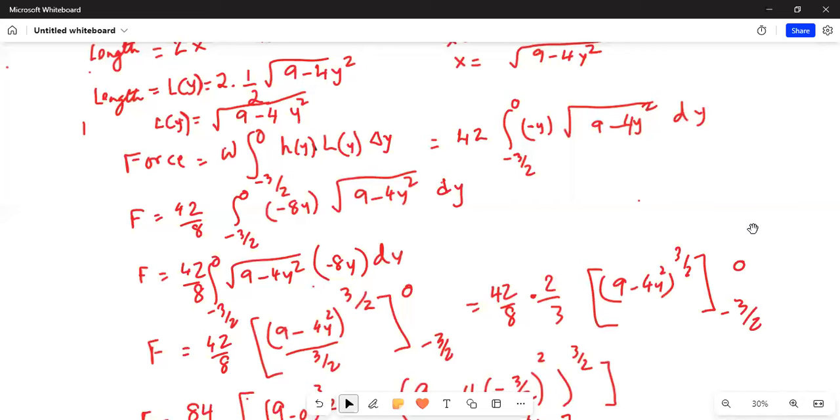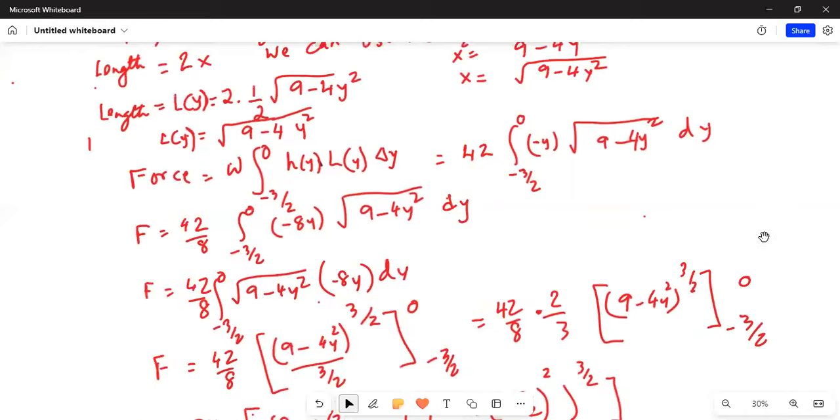Okay, we do the integration. It is 9 minus 4y squared to the half power. Half plus 1 is 3 by 2, and 3 by 2 also goes in the denominator. So the exponent is 3 by 2 as well as 3 by 2 in the denominator. So you have 1 over 8, 3 by 2 in the denominator becomes 2 by 3, and you have 9 minus 4y squared, exponent 3 by 2.